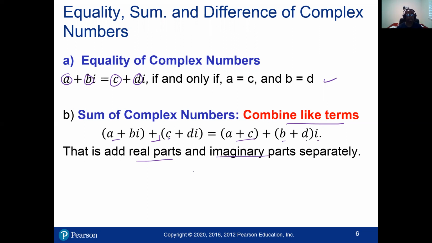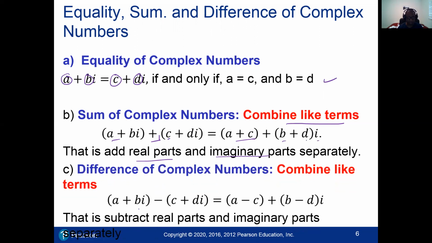Then we also have the difference, with the same complex number a plus bi. This time it is minus. Then it's going to be equal to a minus c plus b minus d times i, because if you distribute the negative over the parentheses, it will be minus c minus di. So again, you subtract real parts and imaginary parts separately.